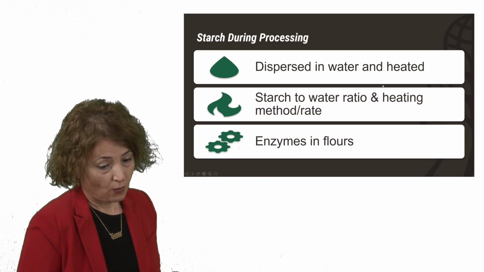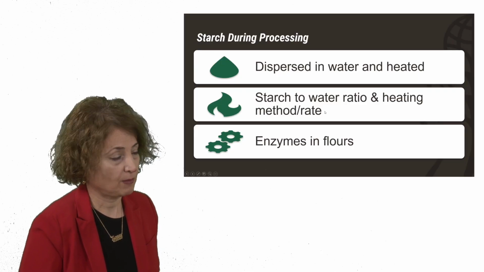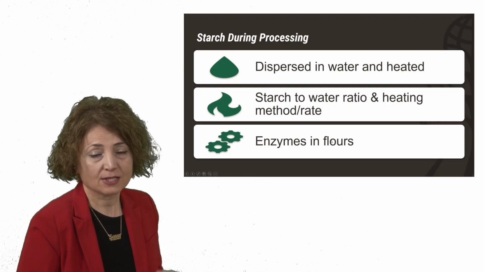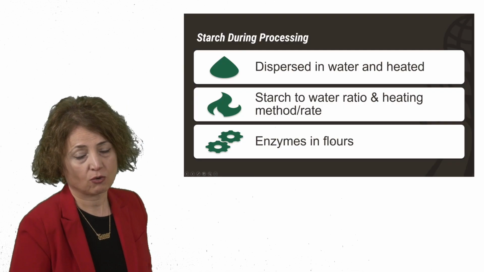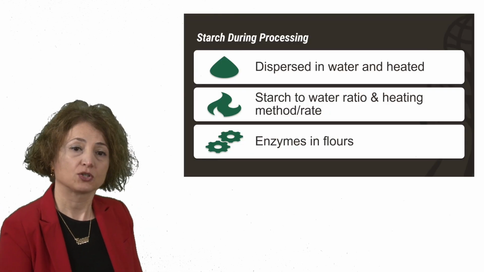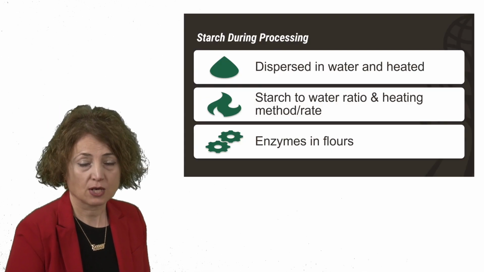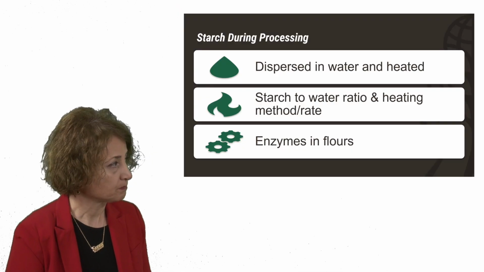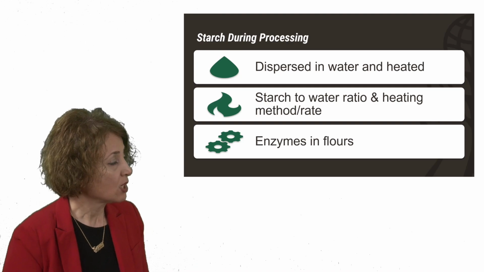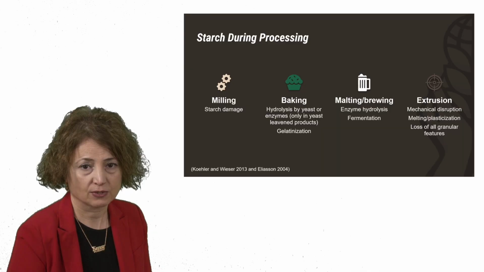So, starch during processing, and we are going to look at different stages. Dispersed in water and heated: the starch to water ratio, the heating method and the speed are going to be very important. Then there are the enzymes we find in the flour or in the dough system, naturally or artificially added by bakers. For example, some flours are sold as malted flours, or sometimes we add alpha amylase during the baking process. Those will all be very important for what happens to starch during processing.